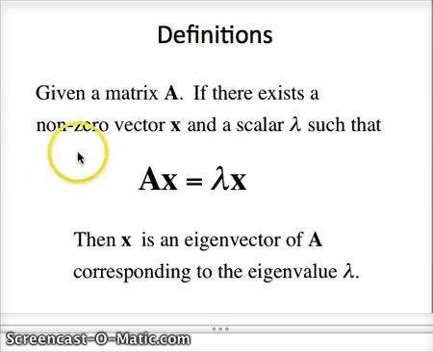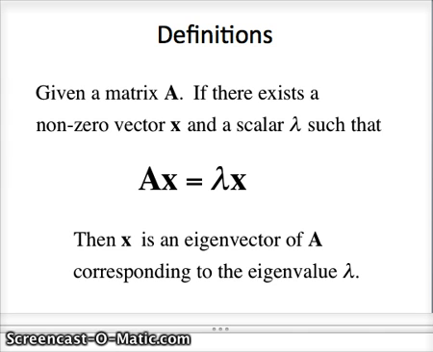Let's go ahead and state our definitions. Given a matrix A, if there exists a non-zero vector x and a scalar lambda, we're scaling it up, making it larger, making it smaller, such that Ax is lambda x, then x is an eigenvector of A corresponding to the eigenvalue lambda. Again, just make sure you realize x has to be a non-zero vector. Lambda could be negative 1 or negative 2. So when I say pointing in the same direction, we like to see that being positive. That's more natural, but a negative eigenvalue is fine as well. We perceive them pointing in the same direction when in fact they're pointing in opposite directions.